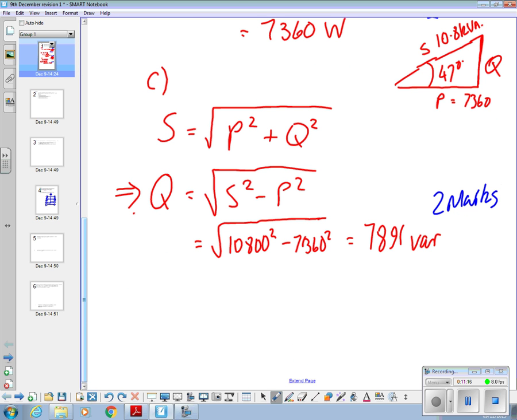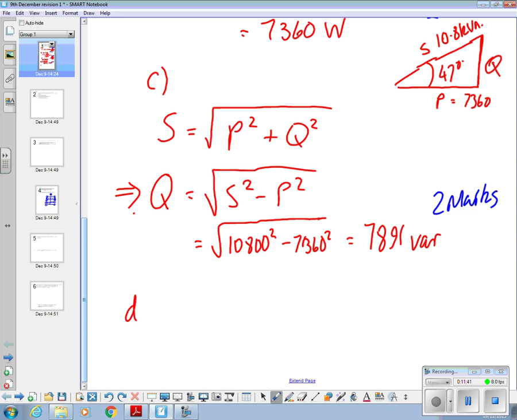Part D. The new apparent power and phase angle if a capacitor is fitted that provides reactive power to reduce the overall Q to 1500 volt-amperes reactive. So it's currently 7891. How are you going to tackle this problem?